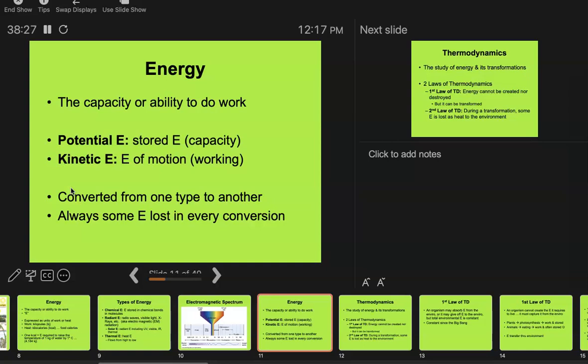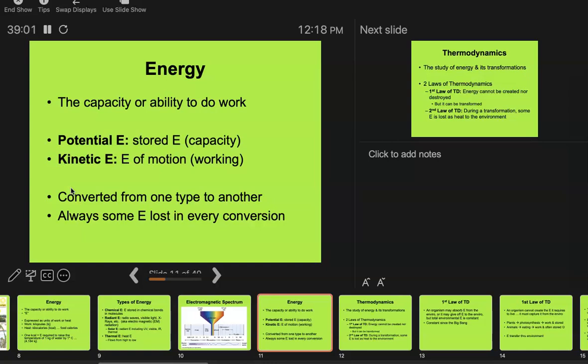Kinetic, kinesthesis, it's movement. Okay, kinetics is the study of movement. So you can almost think of these as potential energy is a noun, and kinetic energy is the verb. One is an object, so to speak. A battery is a great way to think of potential energy. The toy car that you put that battery into is the kinetic energy, okay?